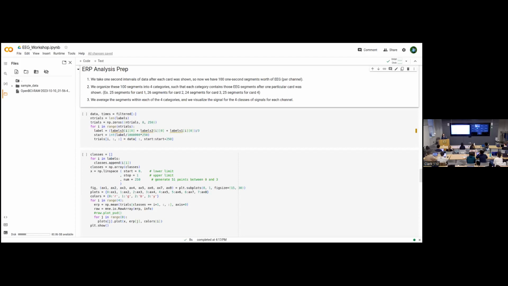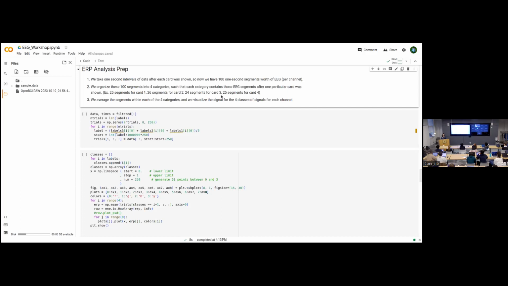And then we have repetition of up to 100, and the purpose is that we can take all of the segments out of the 100 that are reactions after one card, on card 1. All of the segments reacting to card 2, all the segments reacting to card 3, all the reactions to card 4, and then we're going to average them within each category.